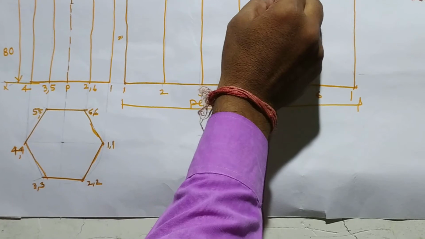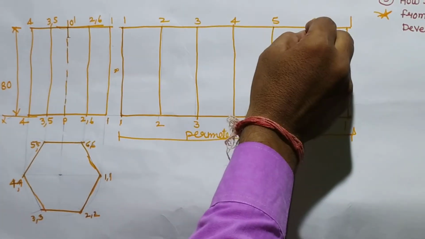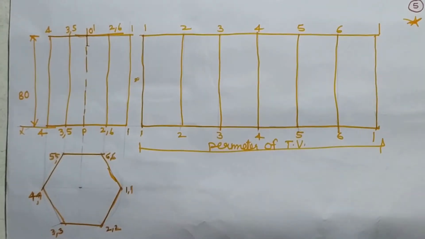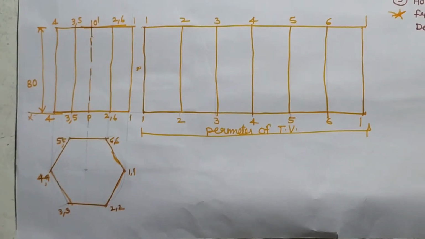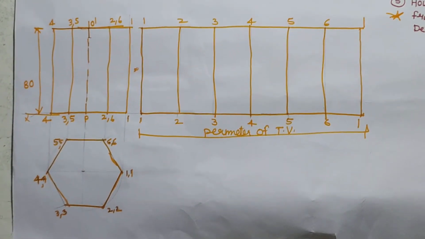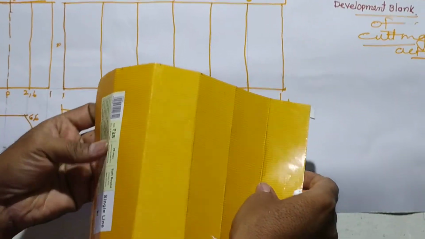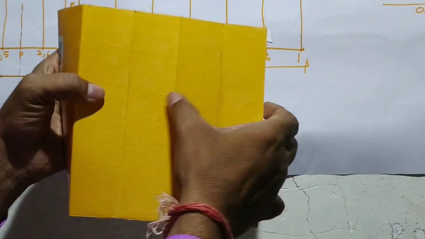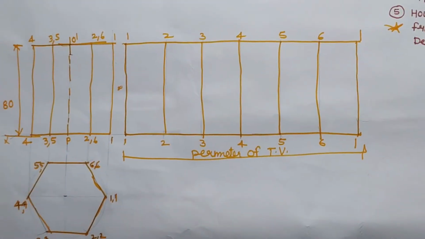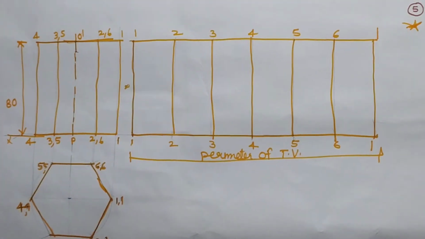These are the rectangular faces. Now I will open the seat here. These are the 6 rectangles, 1, 2, 3, 4, 5, 6. Now we will observe the action of the cutting plane.